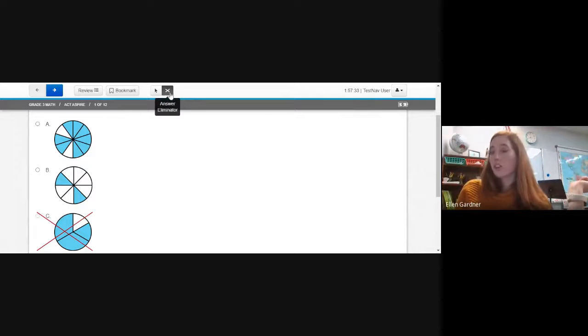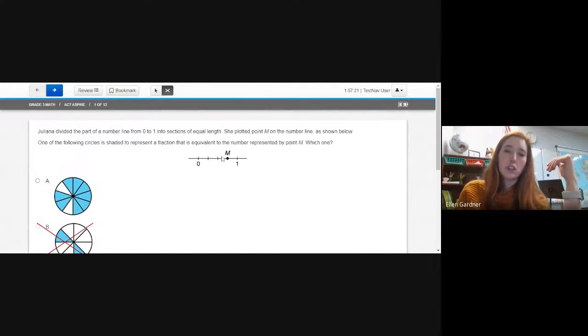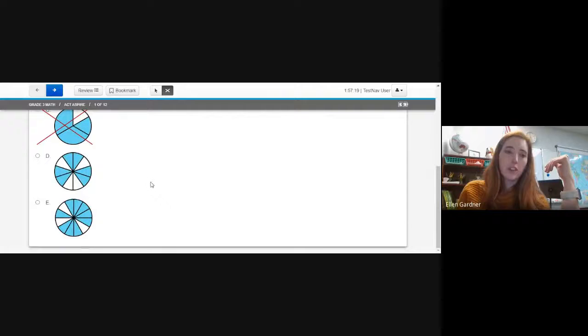It might help you, for those of you who don't know equivalent fractions, you could maybe eliminate this one altogether because you know that's a less than half fraction. I know that's less than half that's shaded, so it's definitely not the same as this one. We've got these options as well, though.